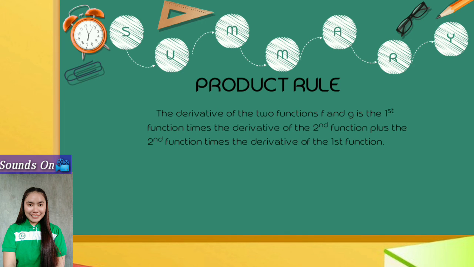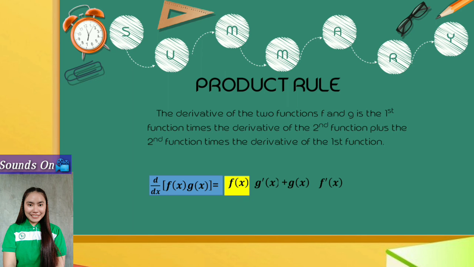So as a summary, the product rule says that the derivative of a product of two functions f of x times g of x is equal to copy the first function times the derivative of the second function plus copy the second function times the derivative of the first function. And that's the product rule. And we're done.